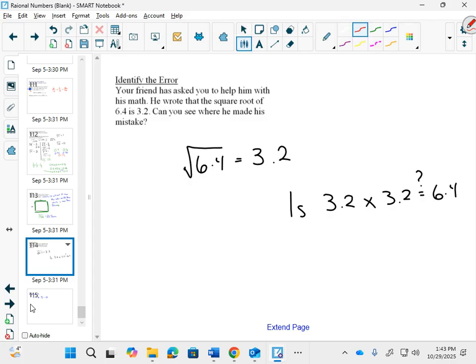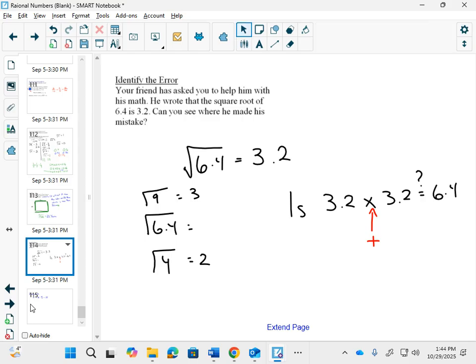So, what do you think your friend did? What did they put here instead of multiply? Divide. Can you see the mental math? They didn't multiply, they probably added here. And they just took this number and cut it in half. When in reality, if I was guessing, I would say it should be somewhere between 3 and 2. 6.4 should be somewhere between 3 and 2.